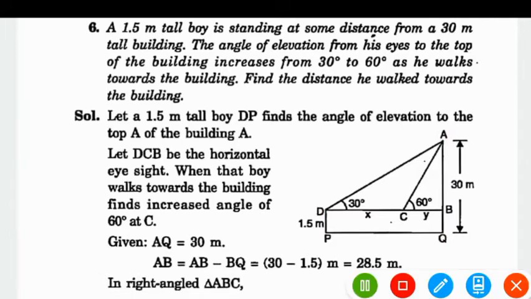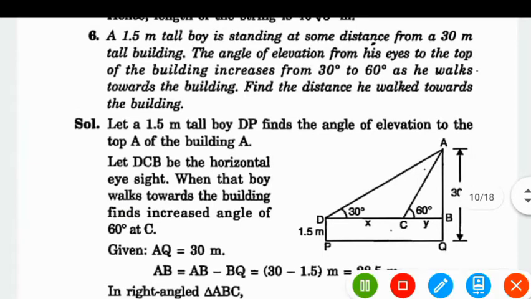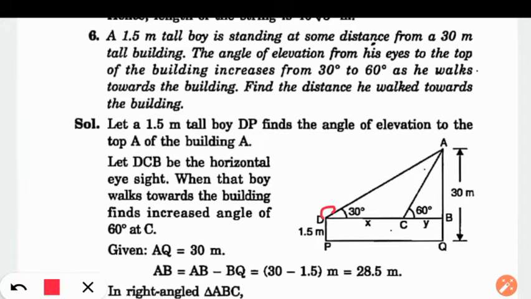Now, see this point D is denoting the eye of the boy. So, from point D he is watching the top of the building, point A, by making an angle of 30 degree. Now, suppose he walks x distance towards the building. He walks x distance towards the building and reaches the point C, and again from the point C he is watching the top of the building by making an angle of 60 degree. As it is written there, that the angle of elevation increases from 30 degree to 60 degree.